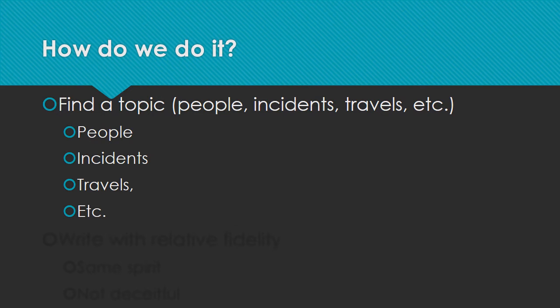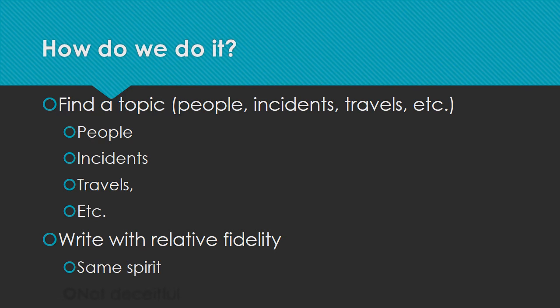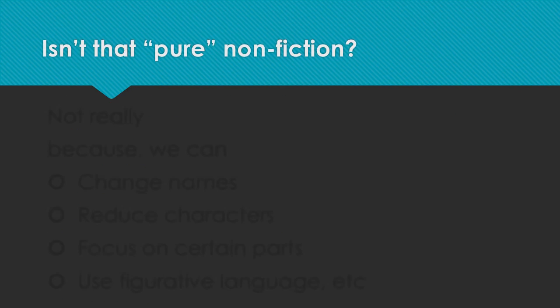The second thing is you need to write with relative fidelity. What do I mean by fidelity? Fidelity is faithfulness. So the story needs to have the same spirit as the incident or the person that you want to talk about. And of course, it should not be deceitful. If you need to make some changes, you need to do it, but not to deceive anyone.